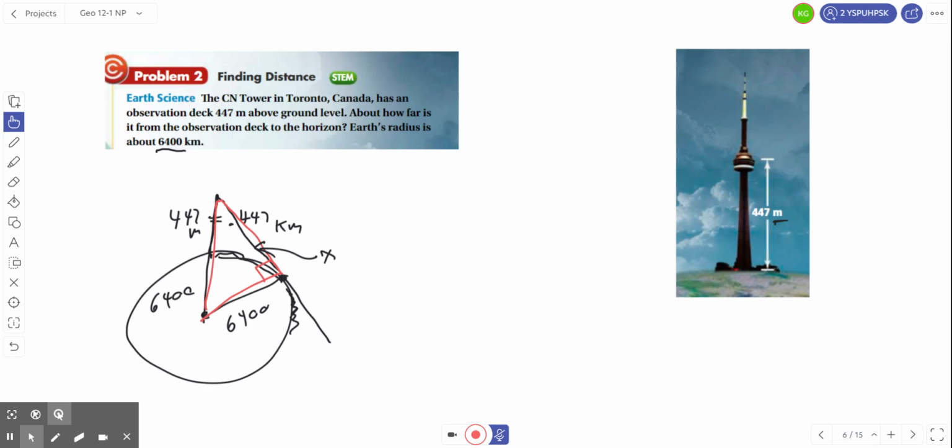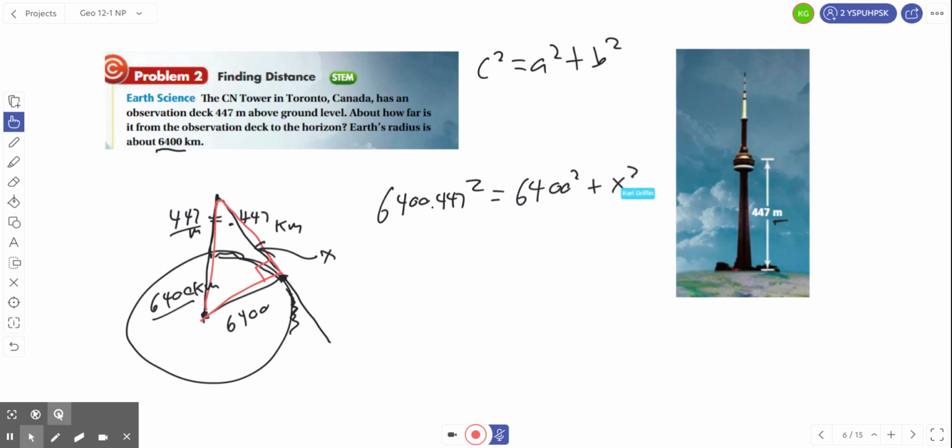And because it's a right triangle, we can use the Pythagorean theorem to find it. Now, our hypotenuse is the combination of 6,400 kilometers and 447 meters, which is 6,400.447 kilometers. That's our c, and that equals the other two sides squared added together. We're just using c squared equals a squared plus b squared here. And the other side is the one we don't know.